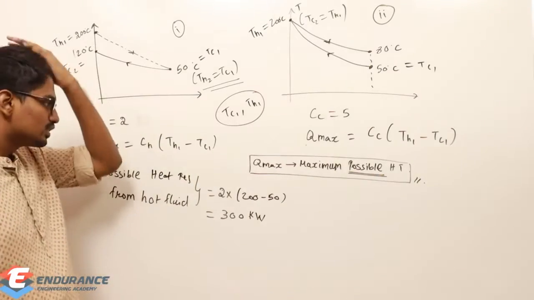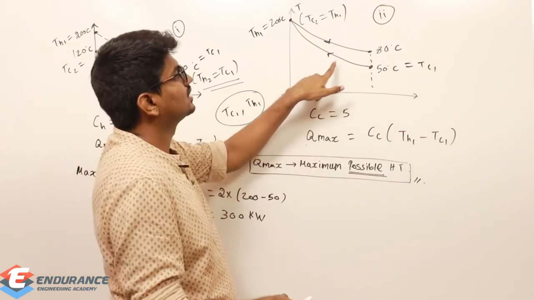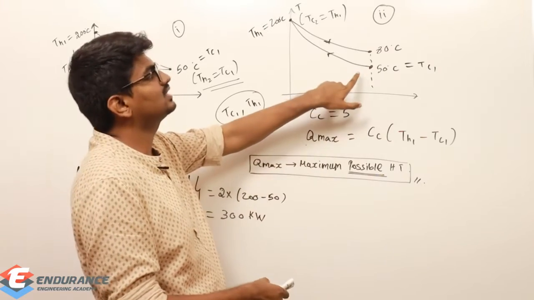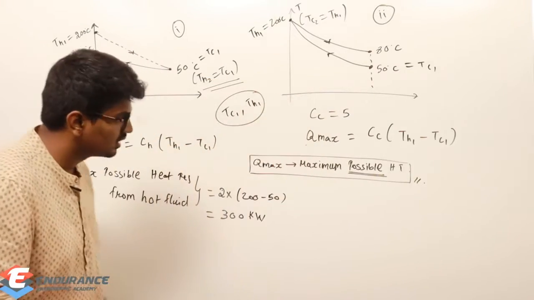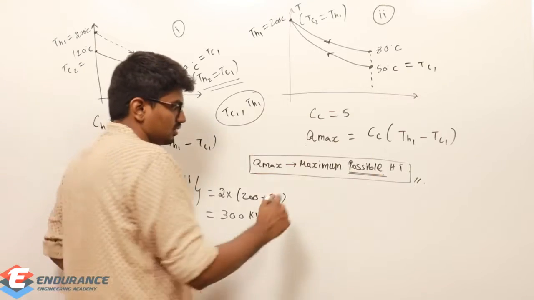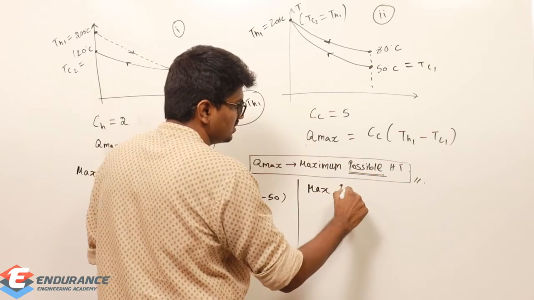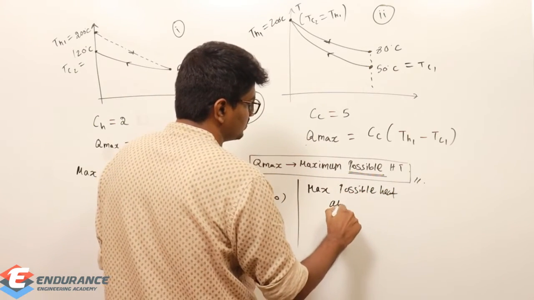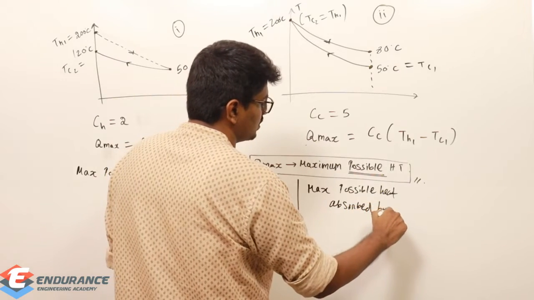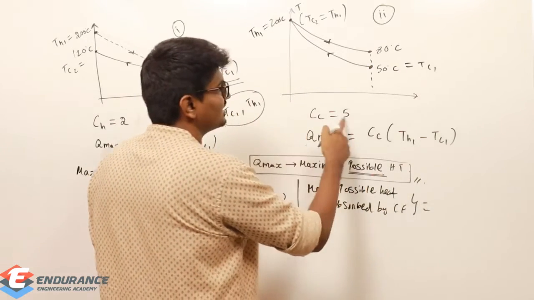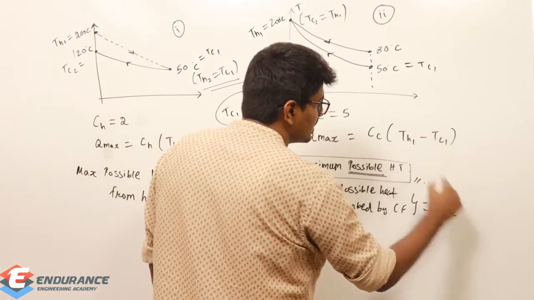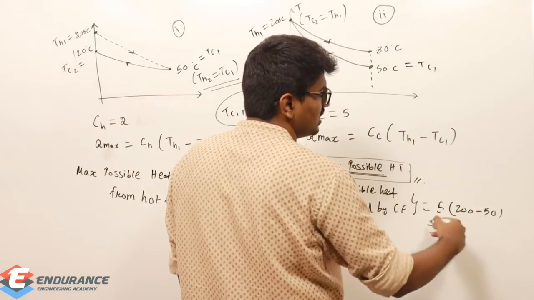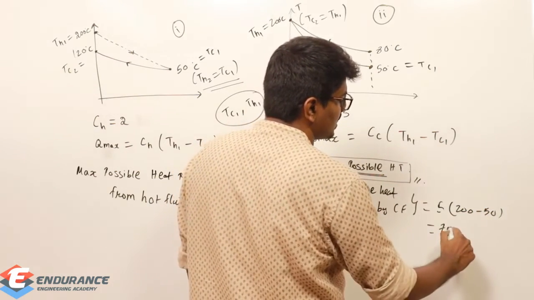What does it mean that cold fluid is reaching TH1? What is it actually indicating? It is indicating that this cold fluid is absorbing maximum heat to reach this point. Let me write that point also. Maximum possible heat absorbed by cold fluid is equal to what? Let us take CC as 5, just for an example. TH1 minus TC1 still remains 200 minus 50 only. That's going to be 150 into 5, it's going to be 750 kilowatt.